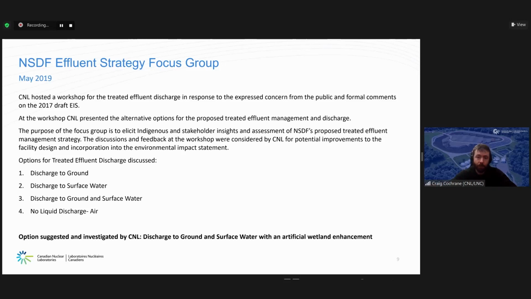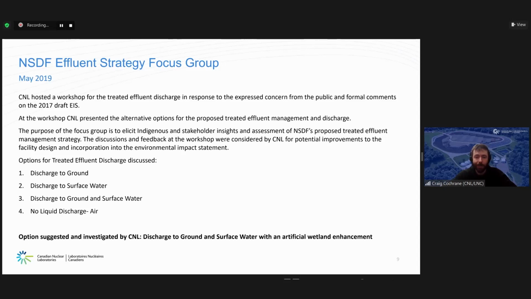And the discussions and the feedback from that workshop were meant to feed back in to improve the design, to improve the EIS, to improve all of the various licensing and environmental documents that we had to go through to keep the project moving forward.